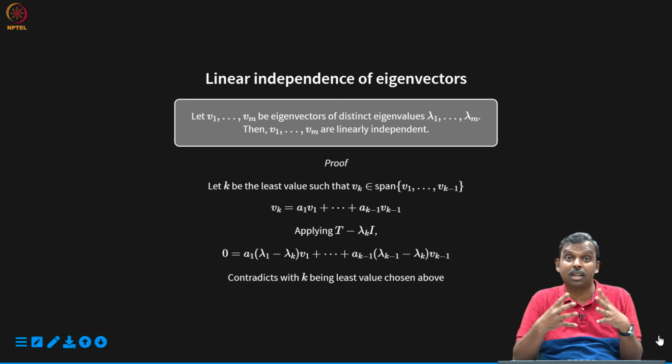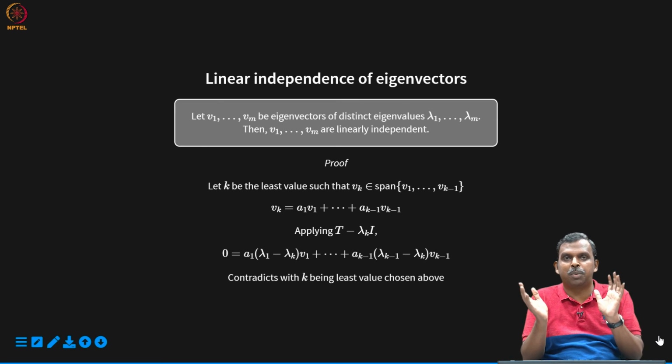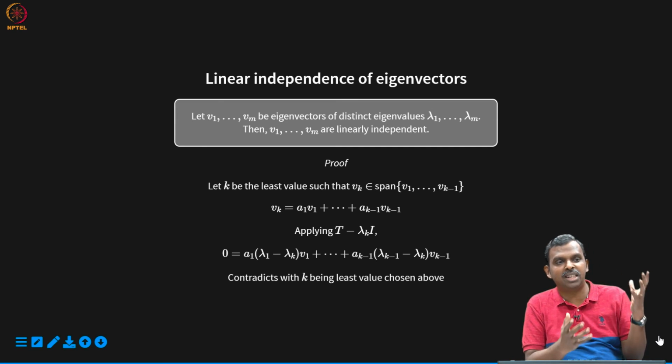It's a very nice result. The proof is not very complicated. I will walk you through the proof. But notice what this tells you. If you have more and more eigenvectors, more and more invariant subspaces, they cannot all be linearly dependent. The invariant subspaces of an operator have to be linearly independent.